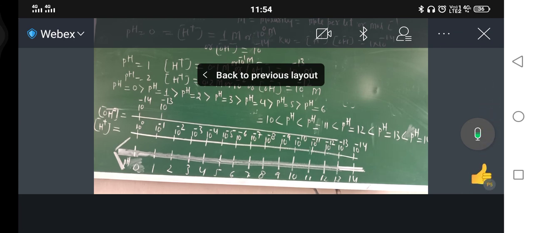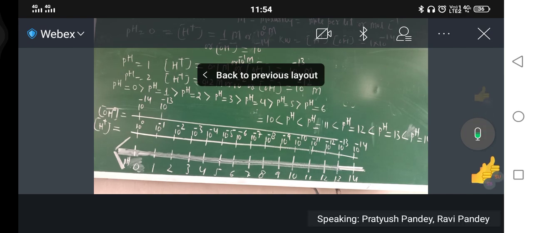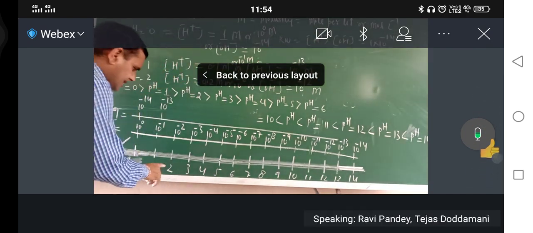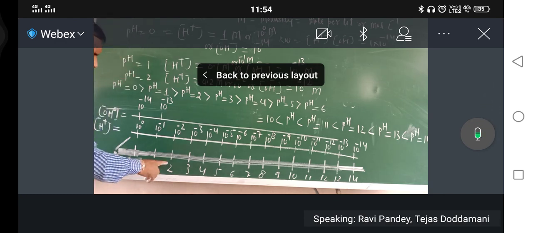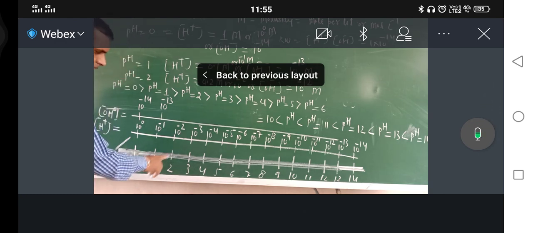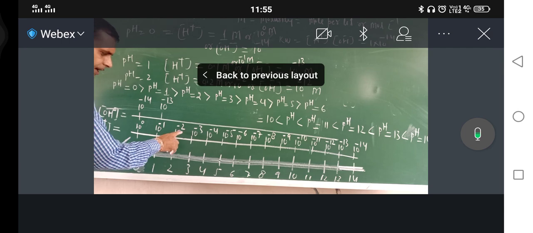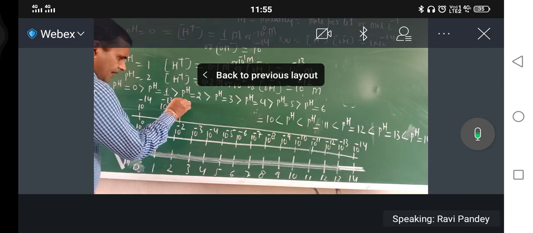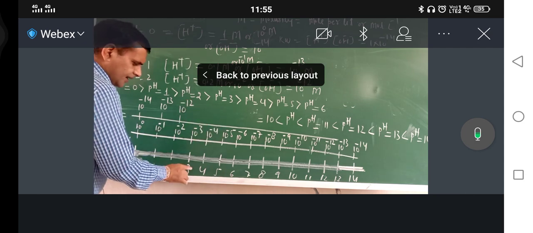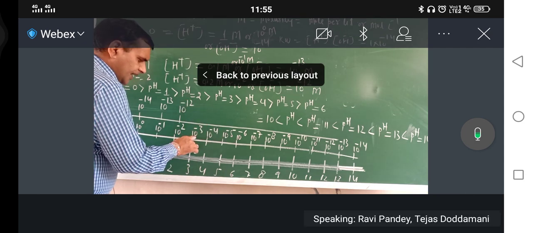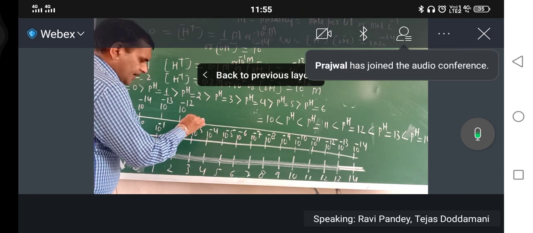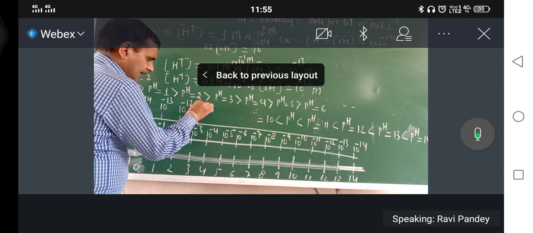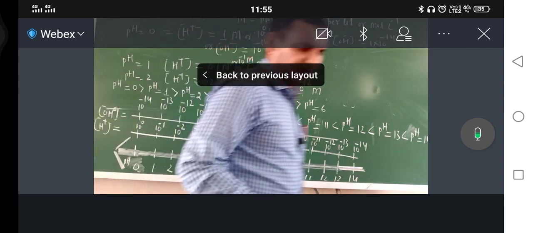Similarly here, if pH is 2, okay? So H positive would be 10 raised to the power minus 2 and OH would be 10 raised to the power minus 12, okay? If pH is 3, then H positive would be 10 raised to the power minus 3 and this would be 10 raised to the power minus 11, okay?